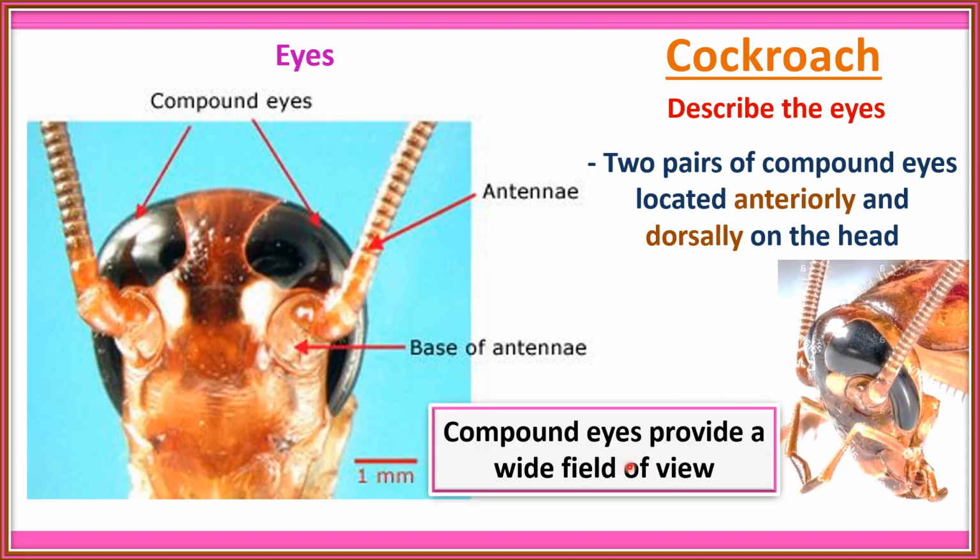The compound eyes provide a wide field of view. When you look at the way they are arranged, they can see in a very large area. They can see on top, they can see on the sides, they can see at the front, they can see even what's happening at the back. That's what we are saying, that the compound eyes provide a wide field of view.